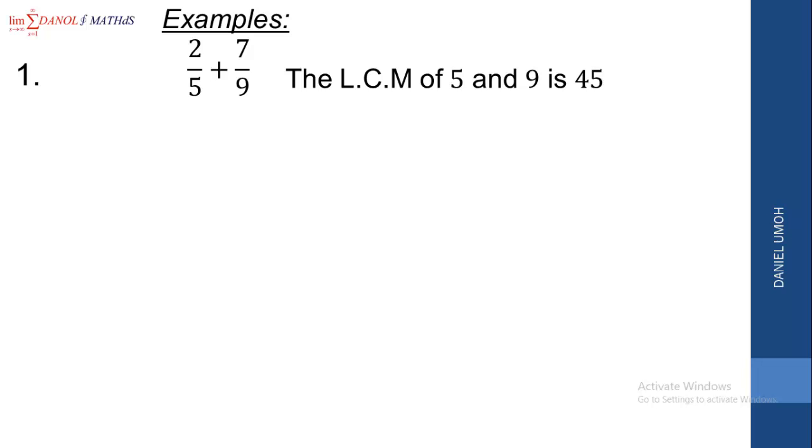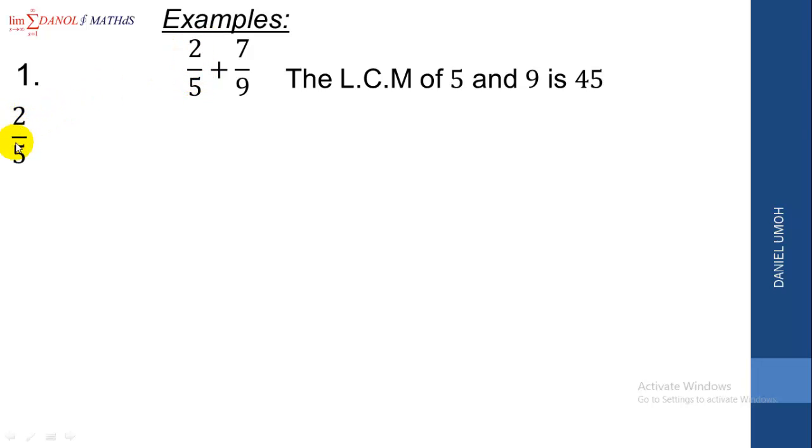So what we are going to now say is this. Please look up and pay keen attention. First thing we are going to do is to convert these fractions to their equivalent form, ensuring that they have the common denominator, which is 45. So now let's begin with this 2 over 5.